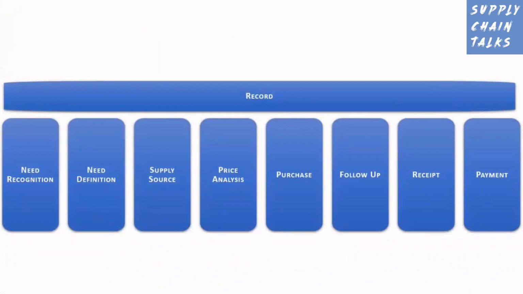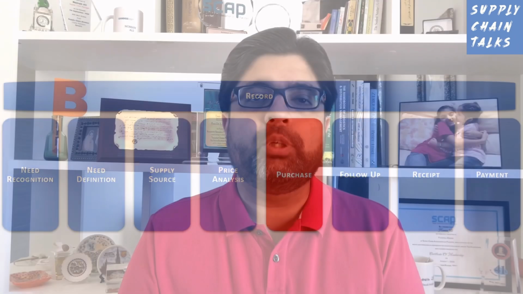Today is the 6th episode of the 10-part series on purchase process. So far, we have gone through need recognition, need definition, supply source, and price analysis. Today, we are going to look at the 5th step of the purchase process, which is the purchase order. Once the price analysis is completed and the supplier is selected for the acquisition of the material or service, the next step in the purchase process is the placement of the purchase order.